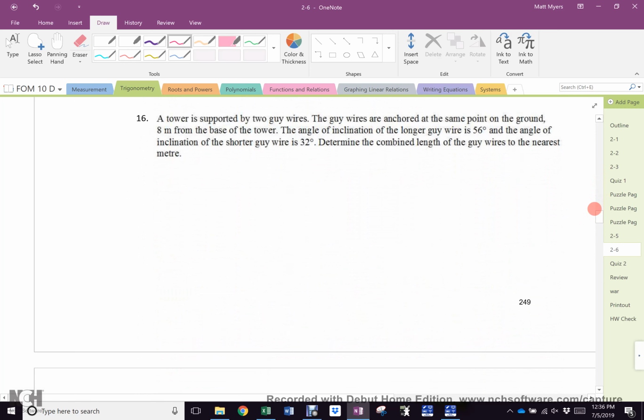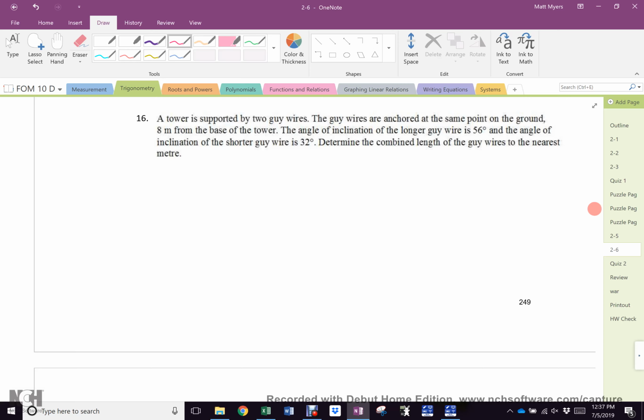Let's look at 16. A tower is supported by two guy wires. Guy wires are not wires that are men. You know those cell phone towers and things like that have the cables coming off them? That's a guy wire. It holds it up in case it's windy. Okay? So a tower has 2 guy wires.